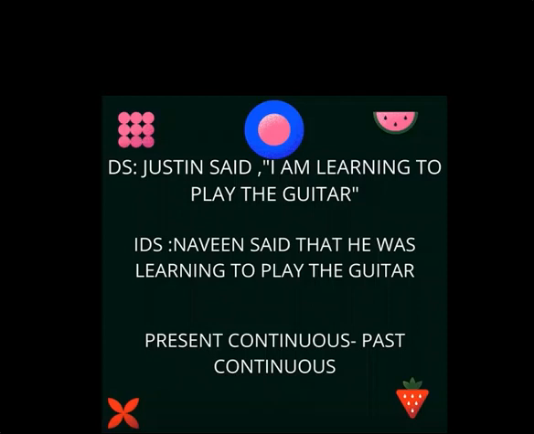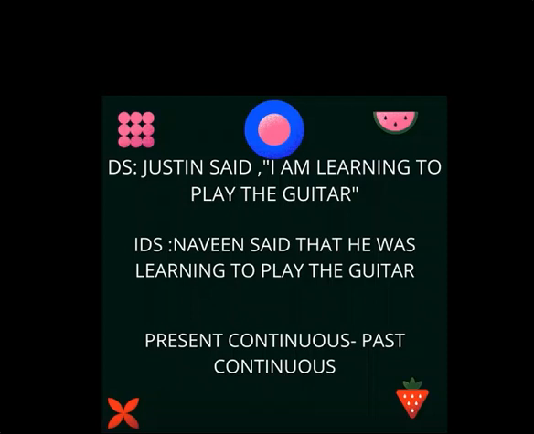Direct speech: Justin said, "I am learning to play the guitar." Whenever you see "ing" in the verb, you can automatically assume the sentence is in continuous form. "I am" is present continuous tense. So present continuous changes into past continuous. "I am" changes into "he was," because you have to change the pronoun in the first place.